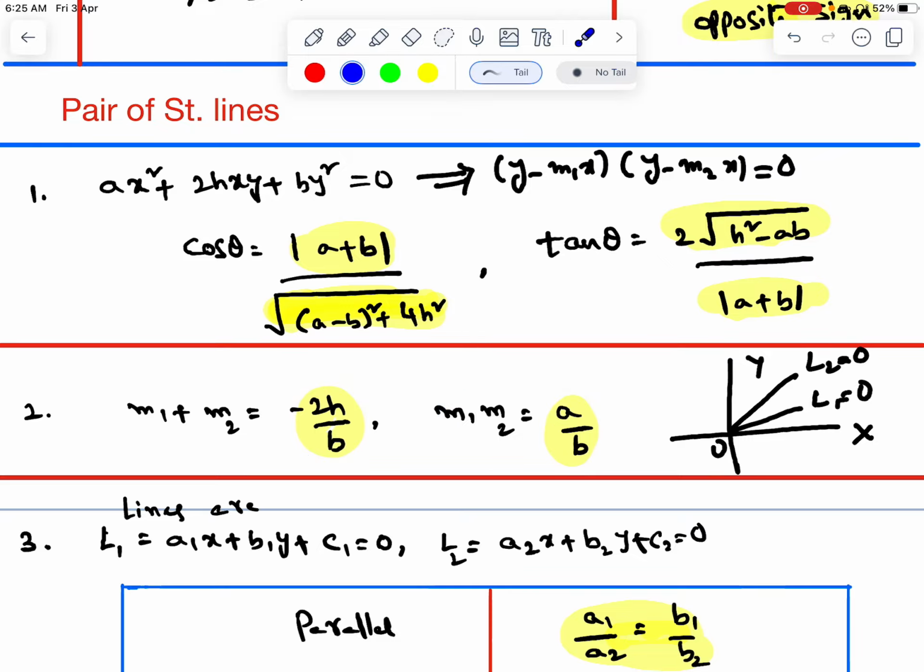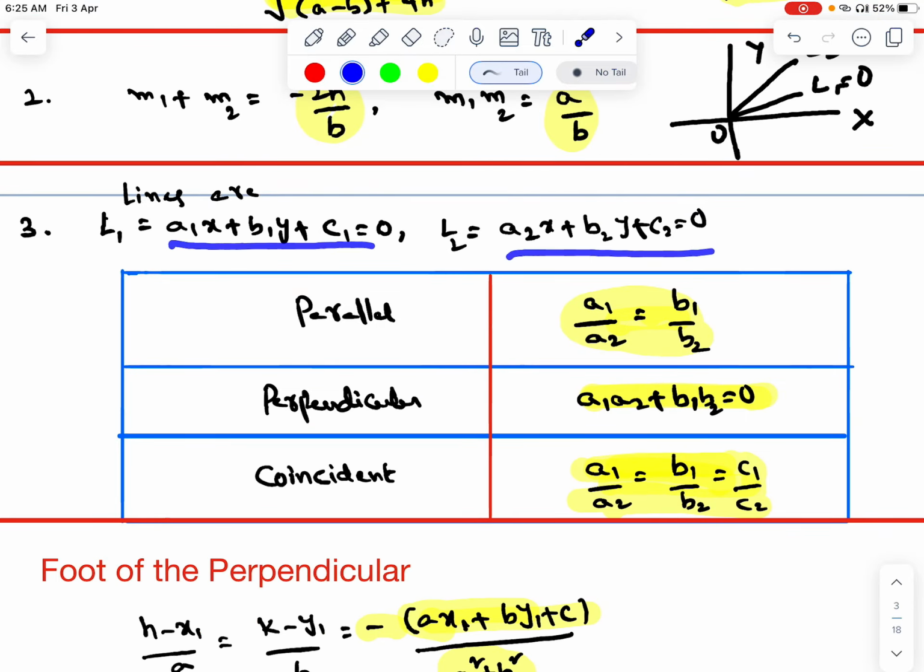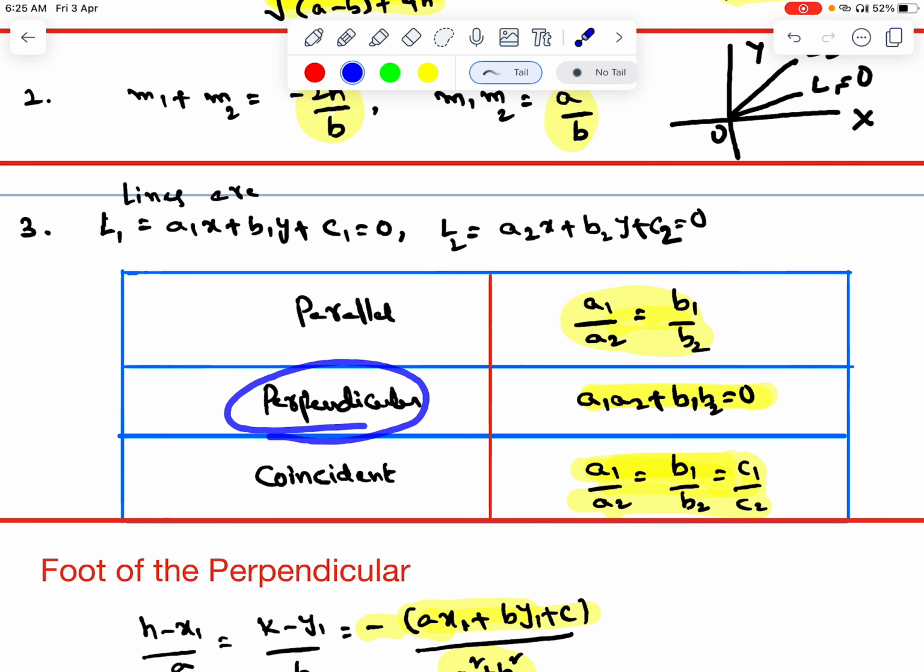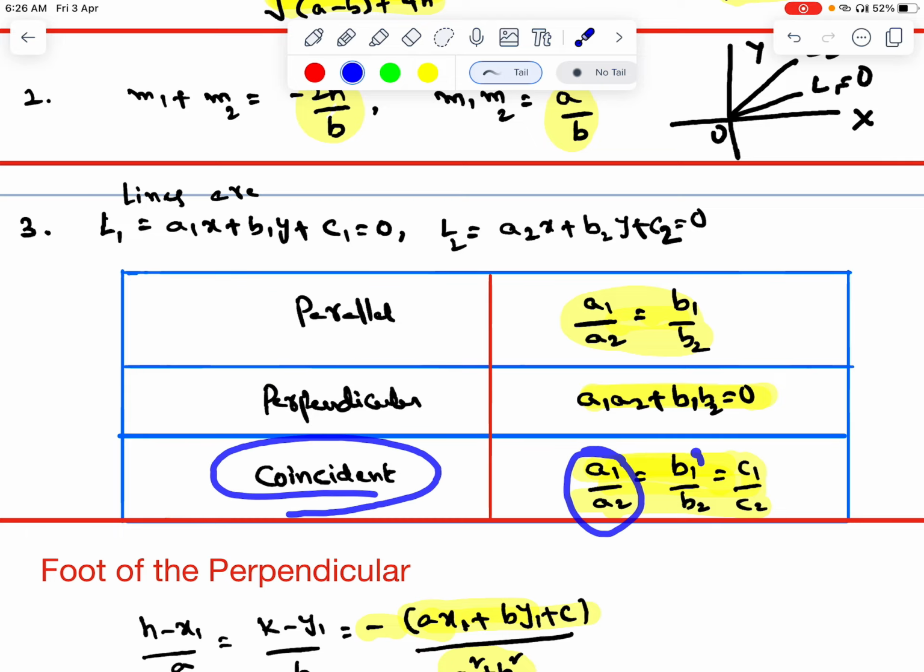Okay. If the lines are parallel, here two lines a1x plus b1y plus c1 equal to 0 and a2x plus b2y plus c2 equal to 0. If the lines are parallel, a1 by a2 is equal to b1 by b2. If the lines are perpendicular, a1 a2 plus b1 b2 equal to 0. If the lines are coincident, a1 by a2 is equal to b1 by b2 is equal to c1 by c2.